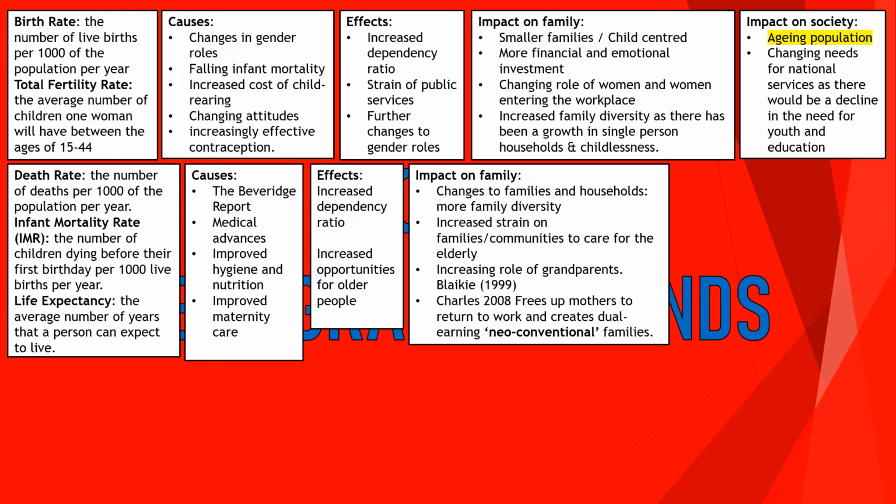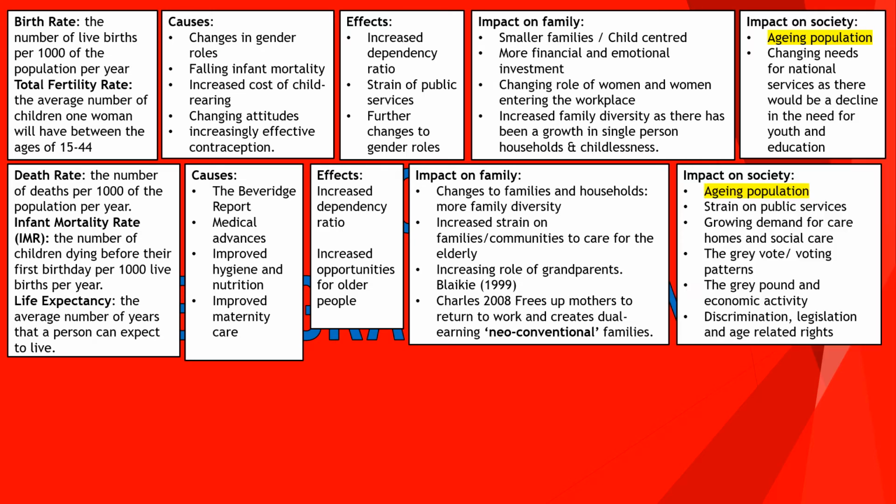In terms of family life, there'll be changes to families, so there'll be more diversity. We're going to see an increase in beanpole families. There'll be an increase in strain on families and communities providing care for the elderly. The role of grandparents in the family will improve and increase, and also Charles highlights that grandparents free up mums to go back to work. This will lead to more dual earner, neo-conventional families.